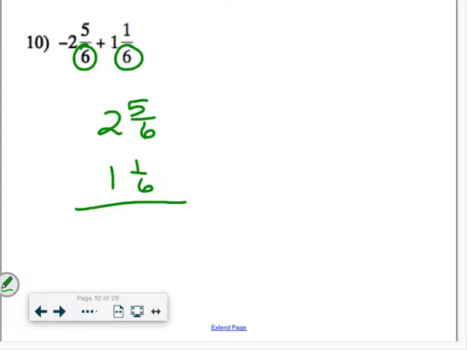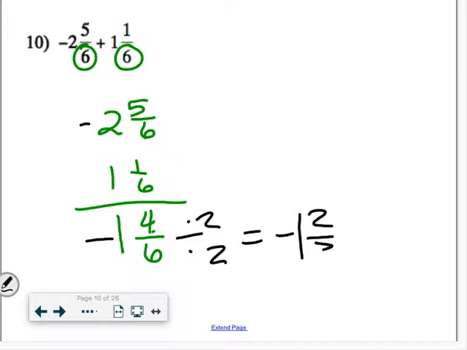Can I take 1/6 away from 5/6? Yes, that would be 4/6. And can I take 1 away from 2? Yes, also 1. Remember, my bigger number was negative, so my answer is going to be negative. And here I actually do need to simplify. Right? Divide top and bottom by 2. So I get -1 and 2/3.